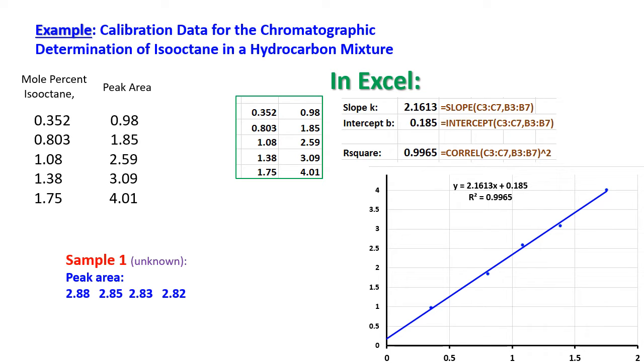We can do one sample. Students always say unknown, but in professional area we say sample. And we do it 4 times, having peak areas of 288, 285, 283, and 282. These numbers, of course, are not identical, but close enough to each other. So how will we process this data? The only things we need from our calibrations are slope and intercept.